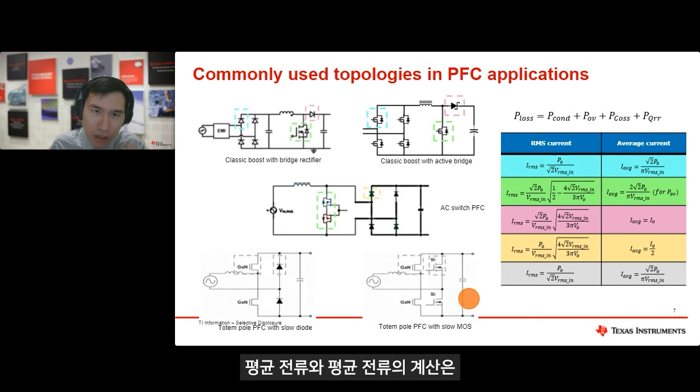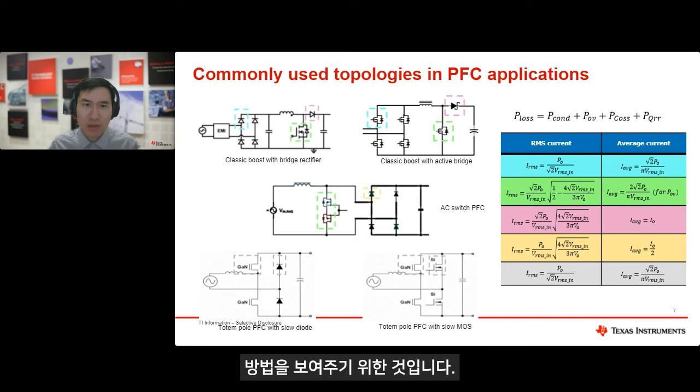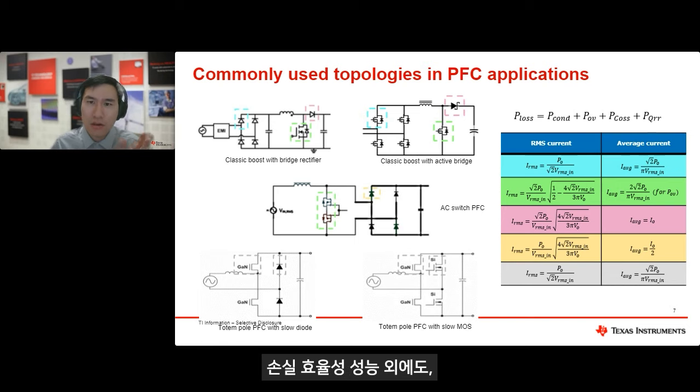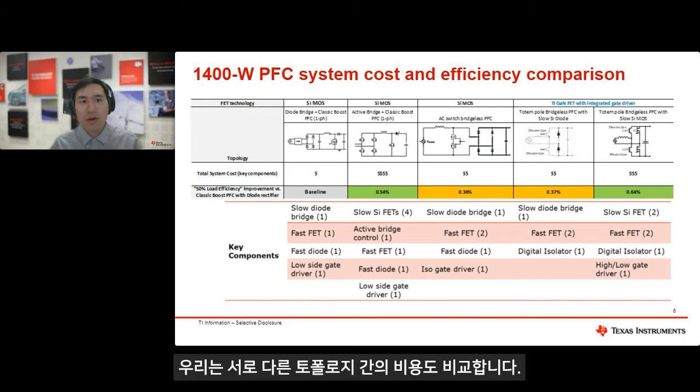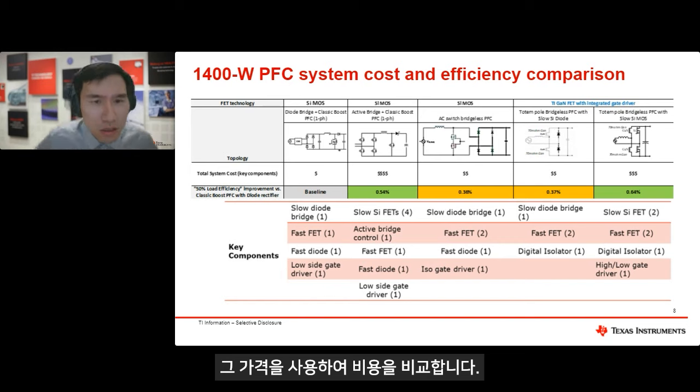The calculation of RMS current and average current can be found here. This shows how we calculate the losses and do this kind of comparison. On top of this loss and efficiency performance, we also compare the cost among different topologies. You can see we also list the key components in each of the topologies and use the prices there to do the comparison of the cost.